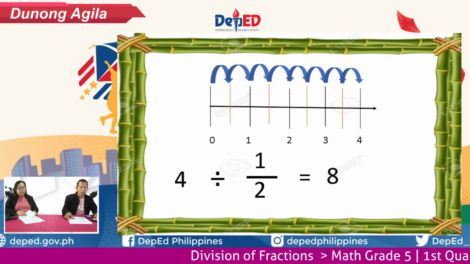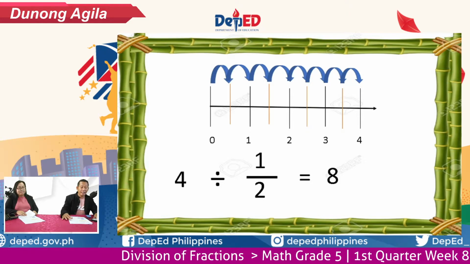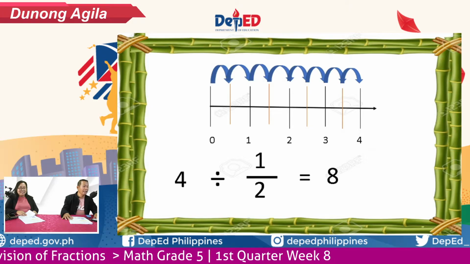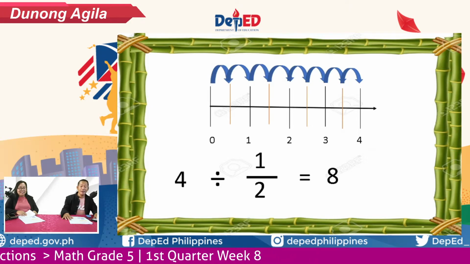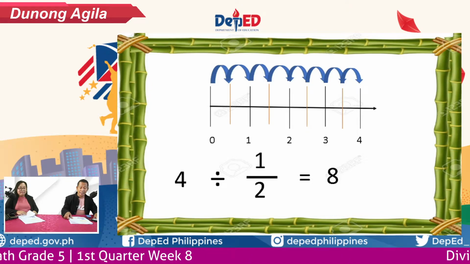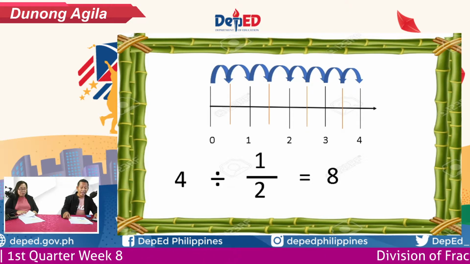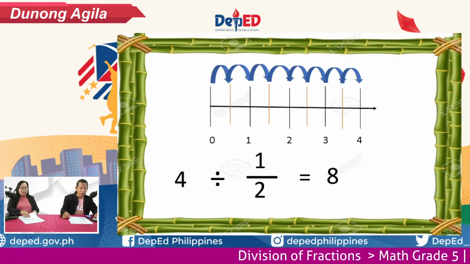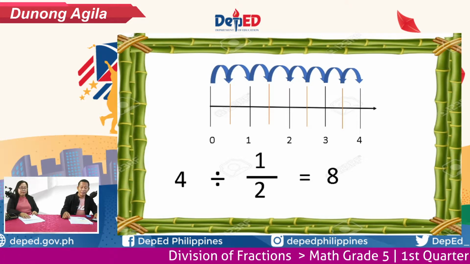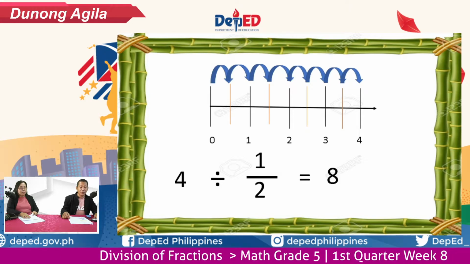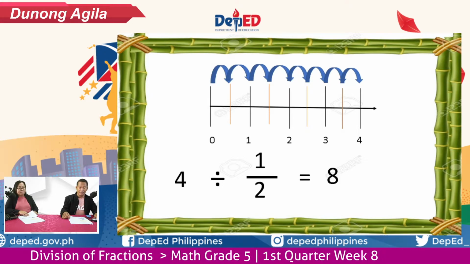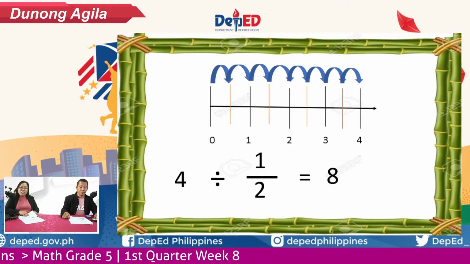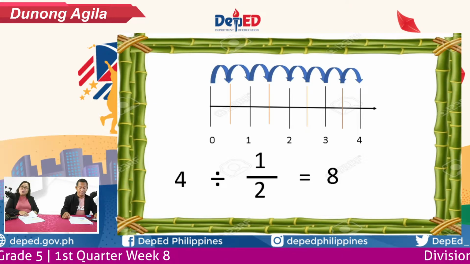Why don't you count with me as I have from one vertical line to another? Ready? Start. 1, 2, 3, 4, 5, 6, 7, 8. So there are 8 1/2 meter fits into 4 meter length of cloth. And we have the same quotient using fraction chart and number line. Yes. How about we will give them another division equation to answer, Sir Rod?